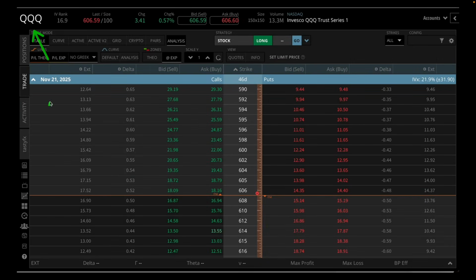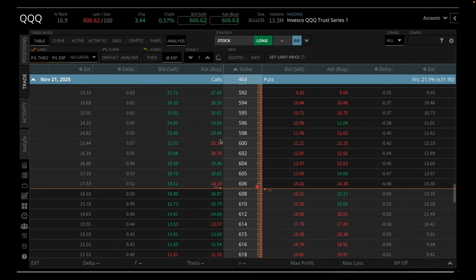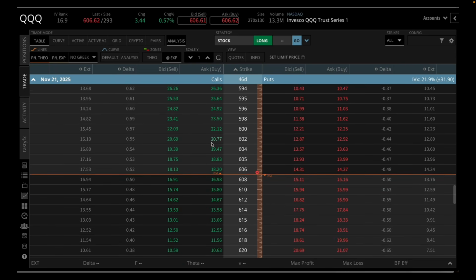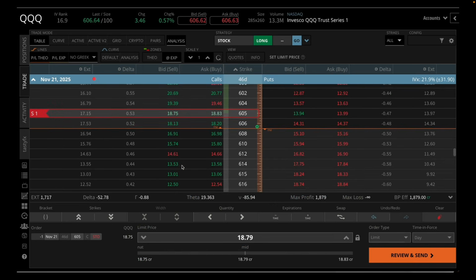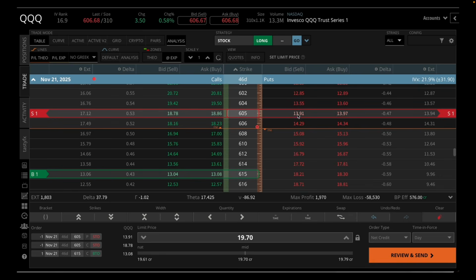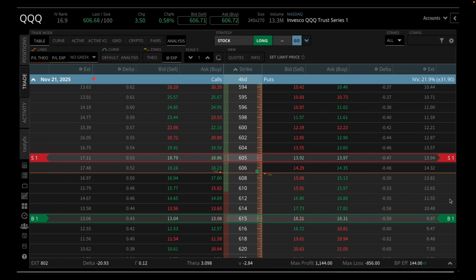Moving back into the Tastytrade platform here, let's populate a bear call spread and compare that to a bear put spread when we're looking at extrinsic value. I am going to sell the 605 strike call option and purchase the 615 strike call option. And conversely, I'm going to buy the 615 strike put option and sell the 605 strike put option to set up synthetic equivalent trades. Now let's take a look at extrinsic value for both the calls and the puts.